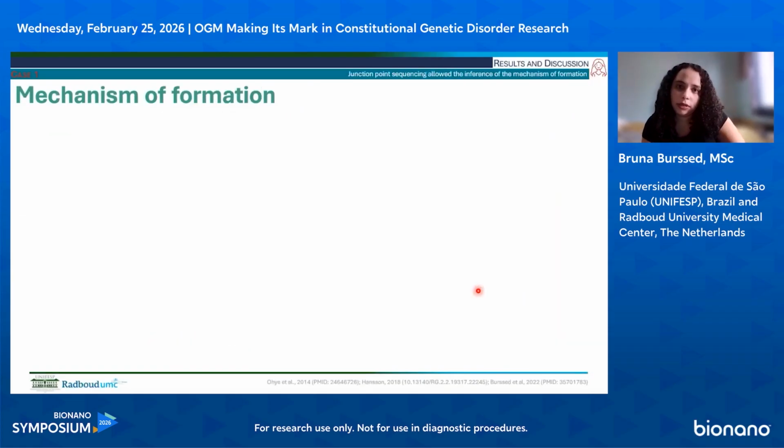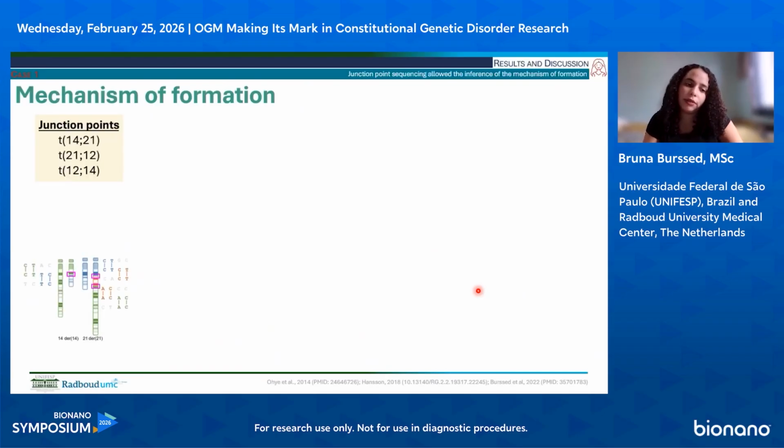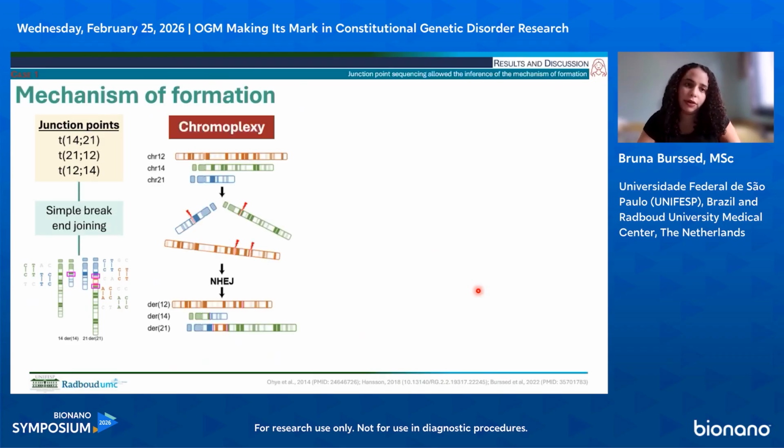Having done the sequencing of the junction, we are able then to infer the mechanism of formation of this rearrangement. So for the junctions in the derivative of chromosome 14 and 21, we saw a simple break and joining, which then leads us to inferring the mechanism of chromoplexy for the formation. This mechanism is the one that I explained previously, where we have multiple chromosomes that break and then are joined together through non-homologous end joining and forming these complex translocations.